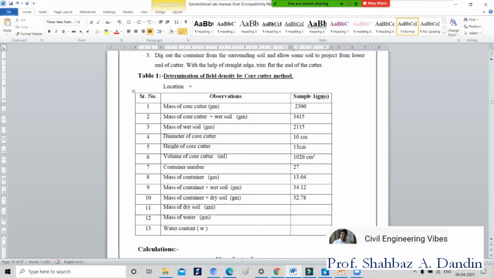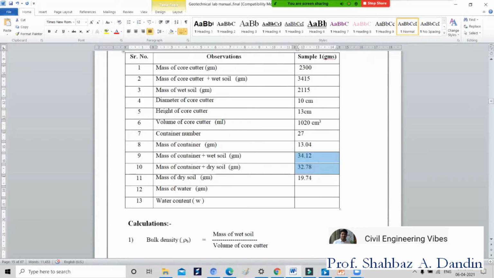We will get here 32.78 minus 13.04. Okay, this is 19.74. Okay, mass of water is this minus this. Okay, we'll be getting the mass of the water.